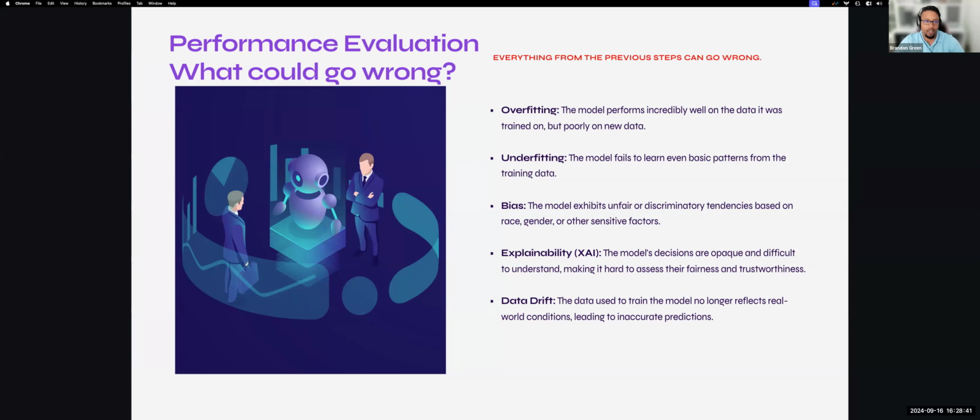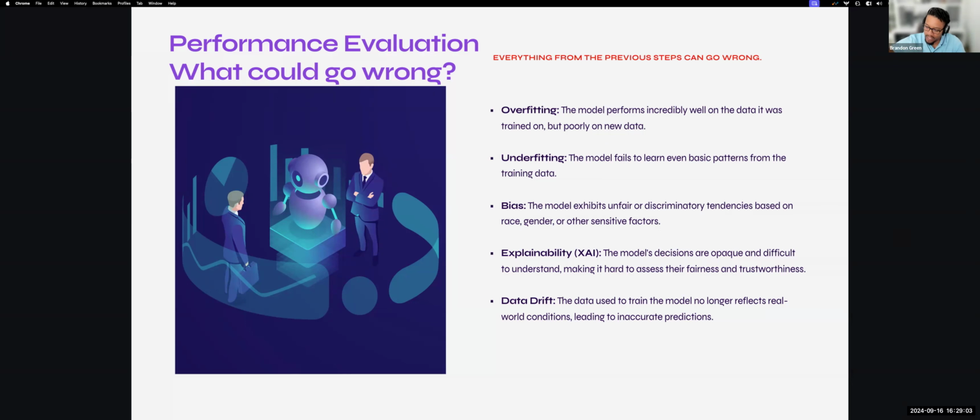So what can go wrong in the performance evaluation? I have highlighted here everything that we've talked about in the previous steps can go wrong here, because the performance evaluation should be happening just about every single step. So again, overfitting, your model's really good at the data that you've trained it on. Underfitting, it fails to recognize even some of those basic patterns.